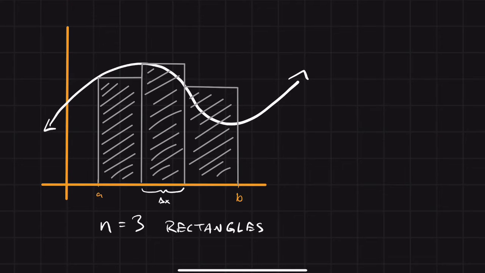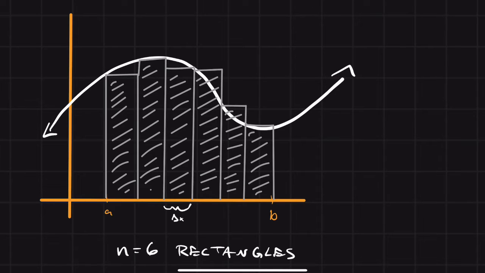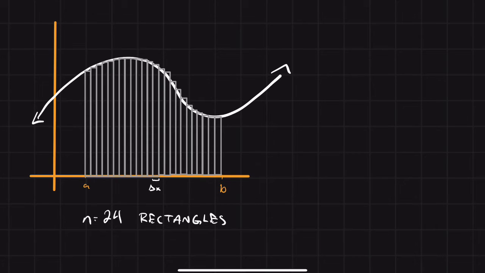So you might remember that a Riemann sum can be used to estimate the area under a curve. If we only have a few rectangles, then we're not going to have a very good estimate. If we increase the number of rectangles, we'll get a better estimate for the area under a curve. If we keep increasing the number of rectangles, notice that delta x, the width of each rectangle, is getting smaller and smaller, and our area keeps getting better and better.